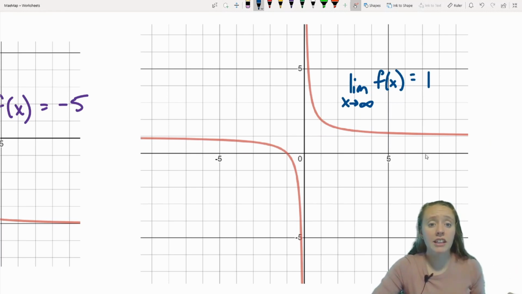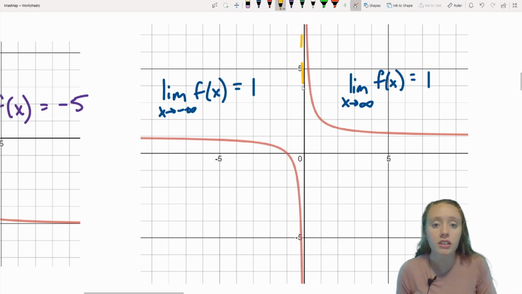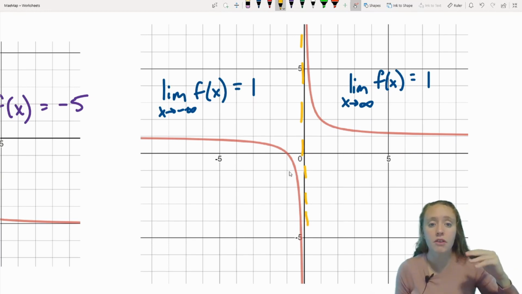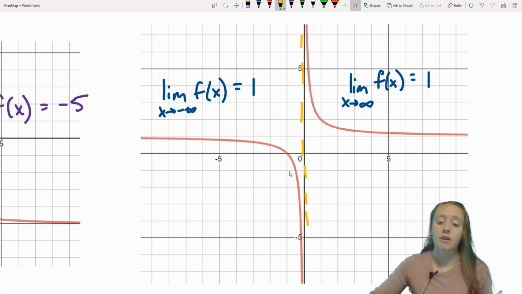Now let's take a look at the limit of f of x as x approaches negative infinity. And in this case again, we have the same result. As x goes towards negative infinity, you can see that the function is heading towards that same value of +1. And just to keep us thinking, what's that vertical asymptote in this case? Our vertical asymptote occurs at x equals 0, because as x approaches 0, our function approaches positive infinity from the right, and our function approaches negative infinity from the left.